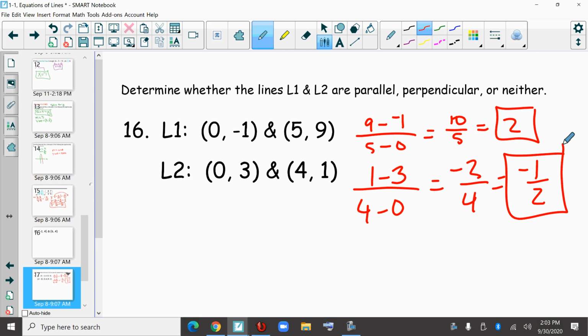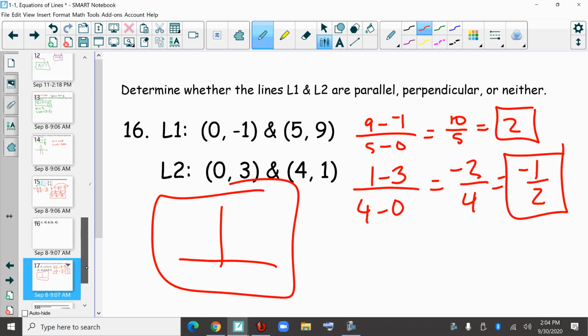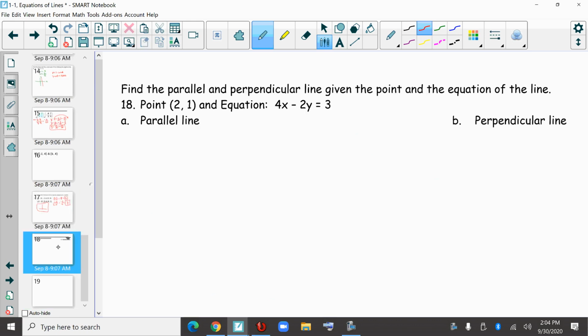Now compare and contrast those. Are they the same? Nope. Are they opposite reciprocals? Yeah. They are, so therefore that means they are perpendicular. Okay? And then 18, 19, and 20 is parallel and perpendicular, and I want you guys to give those a try before I do anything, because I know you guys are going to want me to do some of those, but I want to see if you guys can do them first. Any questions? You good? Okay.